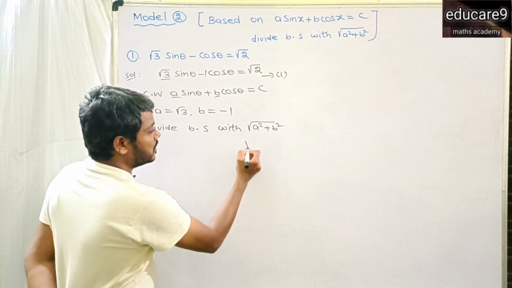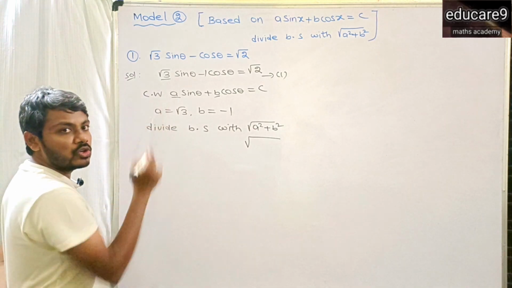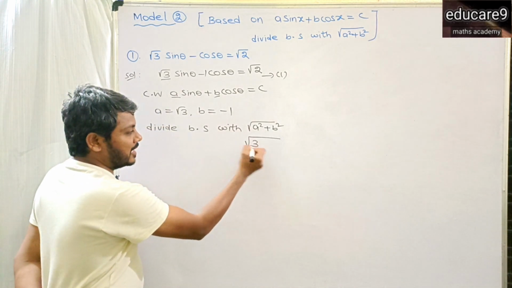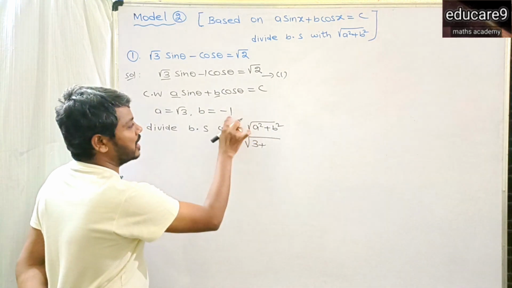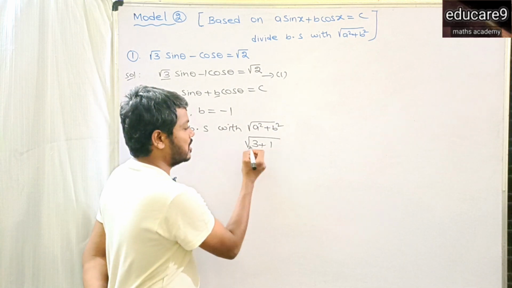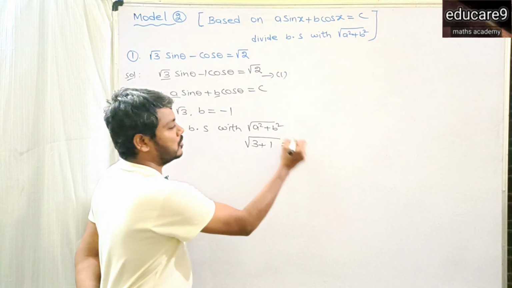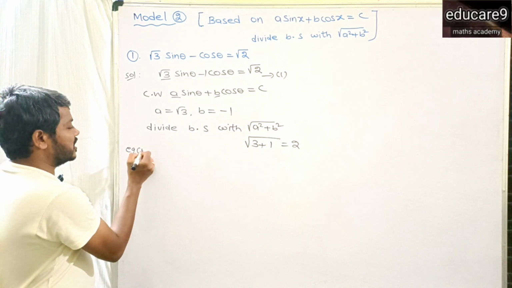Now, clearly, what is a square? That is root 3 whole square, which you can write as 3, root 3 into root 3. Plus b square, minus 1 whole square, minus 1 into minus 1, that is 1. Clearly, root 4 value is 2. Now, equation 1.